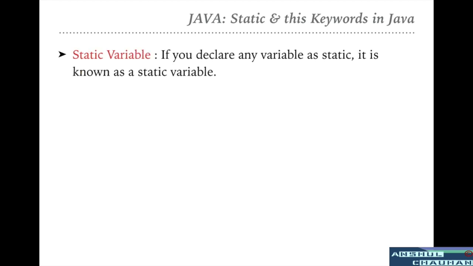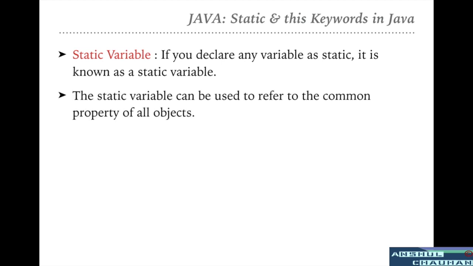Now we will discuss the static variable. If you declare any variable as static, it is known as a static variable. We have already seen how we can declare static variables. Static variables can be used to refer to the common property of all objects, right? We will discuss it.